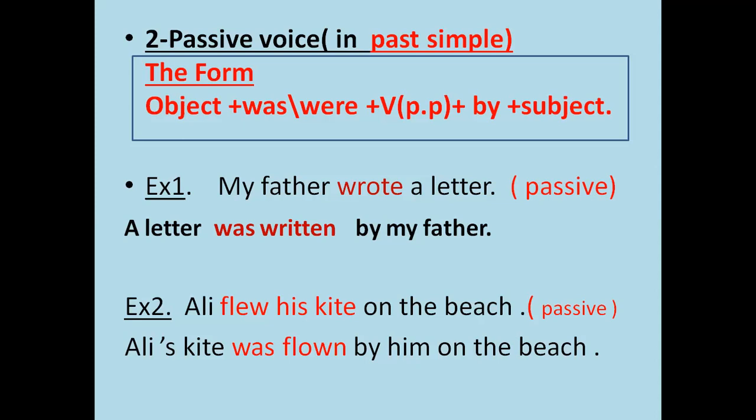Take care that we put after by the pronoun him, because we mentioned the name of the subject at the beginning, Ali. So we don't need to mention the name again, and we changed the name Ali into him after by. So the sentence will be: Ali's kite was flown by him on the beach.